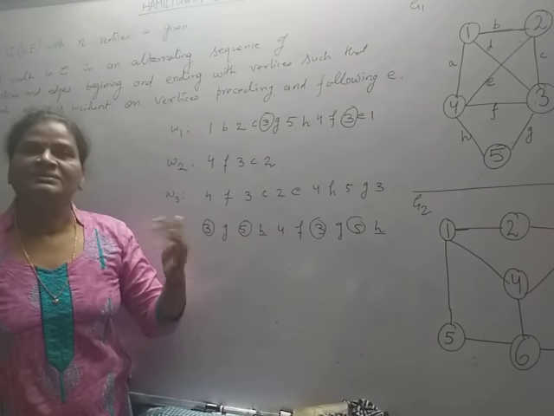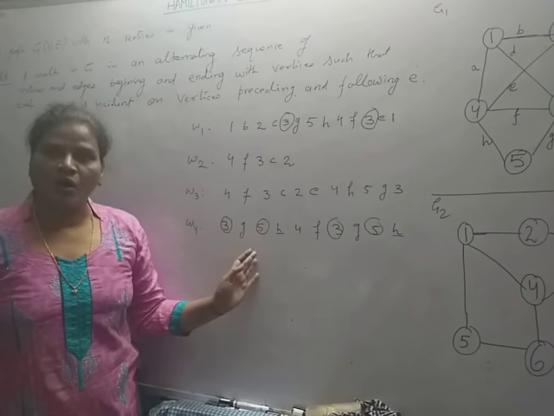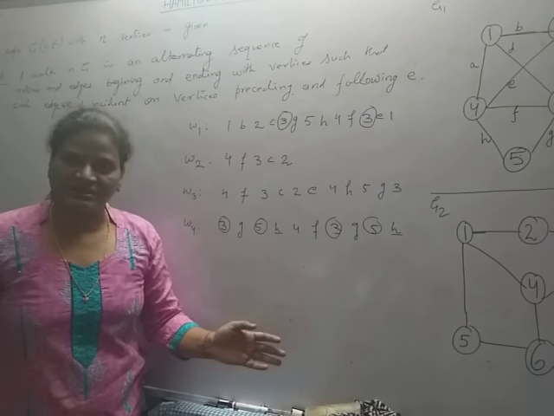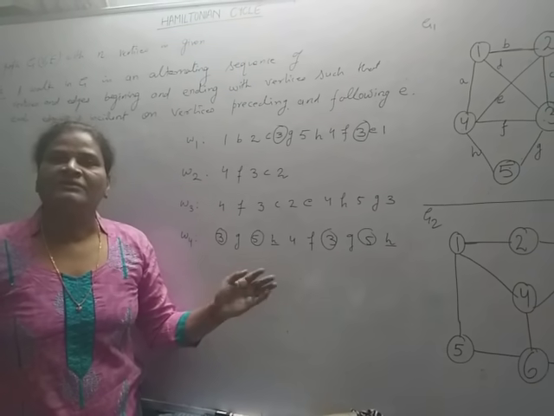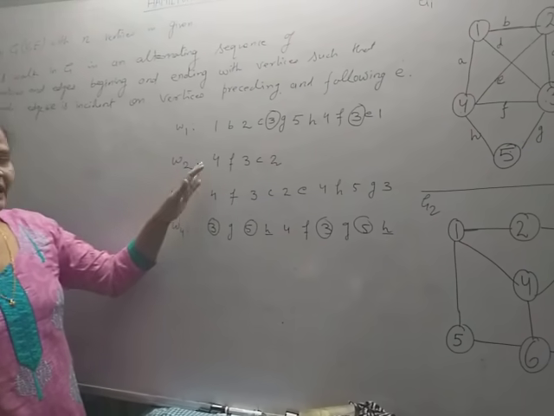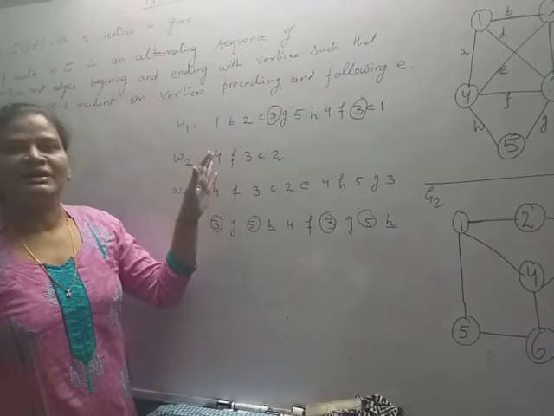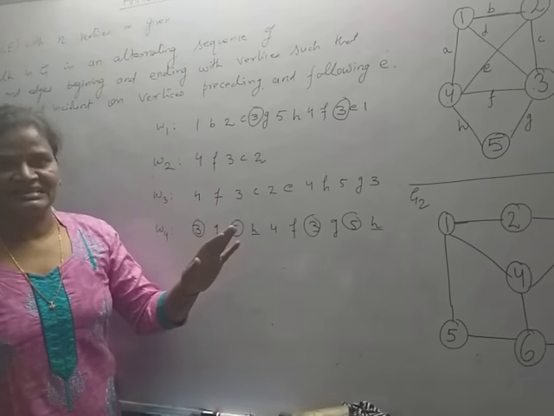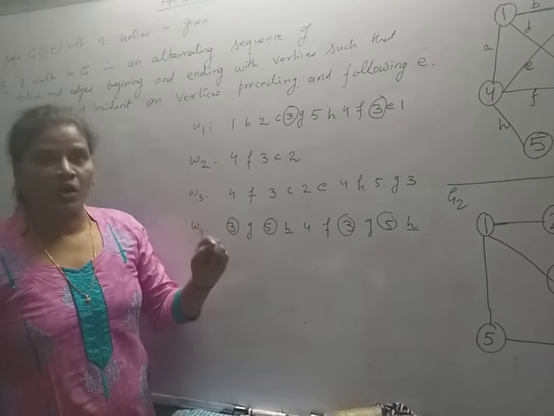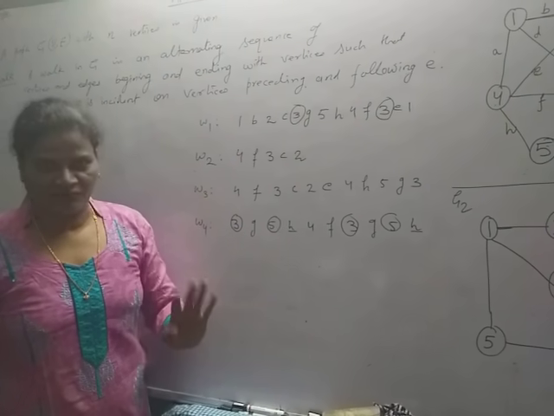We can traverse the graph in any way. And the second, here in a walk, edges can be repeated or the vertices can also be repeated. Here I have written the walk as an alternating sequence of vertices and edges, so every walk should start from a vertex and end at a vertex.